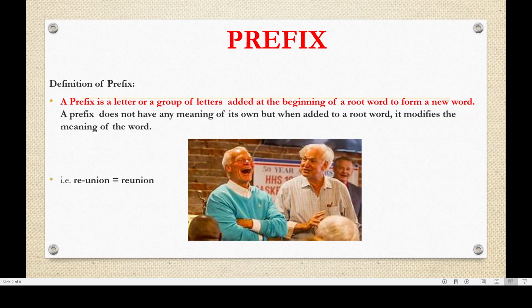Why do we use a prefix? In order to form new words. A prefix does not have any meaning of its own, but when added to a root word, it modifies the meaning of the word. Only when we use a prefix with an appropriate word will it be able to convey the complete meaning. For example, union is a base word, and when re is added to that word, it becomes reunion.